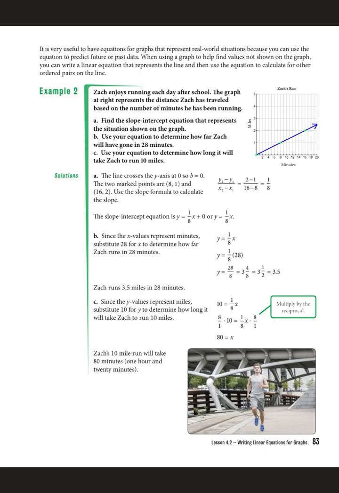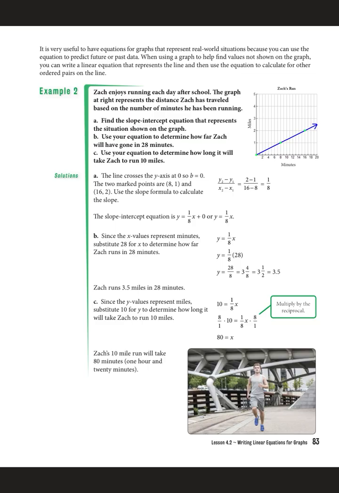It says it is very useful to have equations for graphs that represent real-world situations because you can use the equation to predict future or past data. When using a graph to help find values not shown on the graph, you can write a linear equation that represents the line and then use the equation to calculate other ordered pairs on the line. So again, example number 2, make sure you read through it if you're having a hard time.